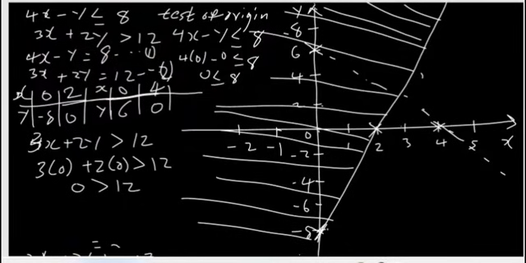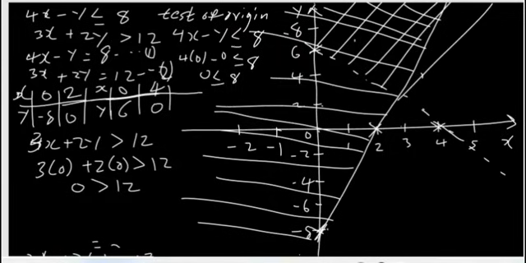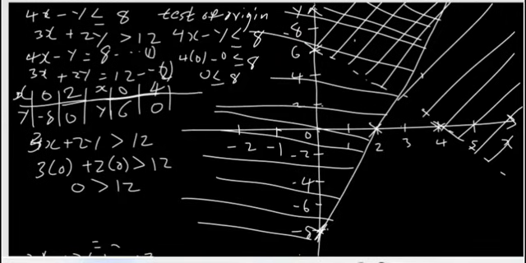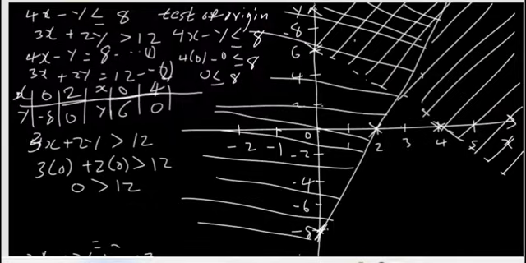So it means that we are not going to shade towards 0. We are going to shade away from 0. So we are going to shade this side now. We are going to shade all these sides. These are the required area because it didn't pass the test of origin. So those are the required area.